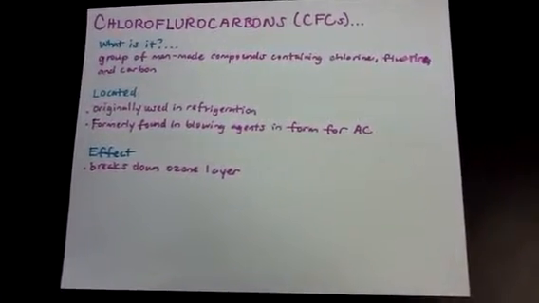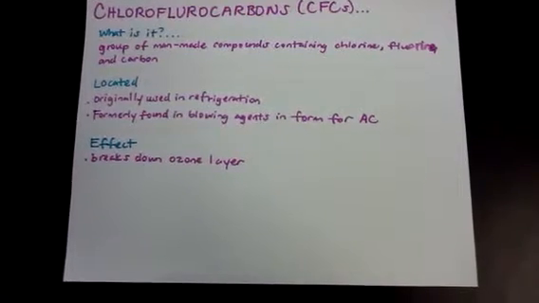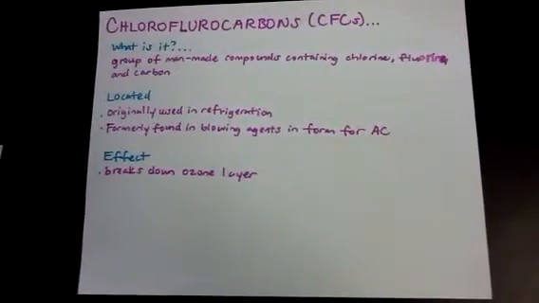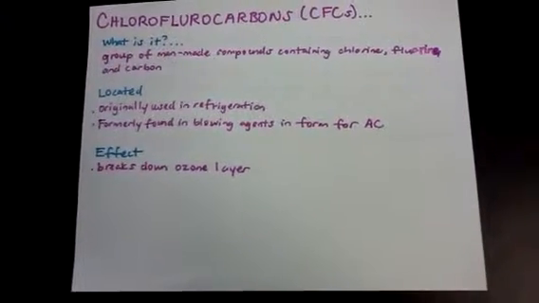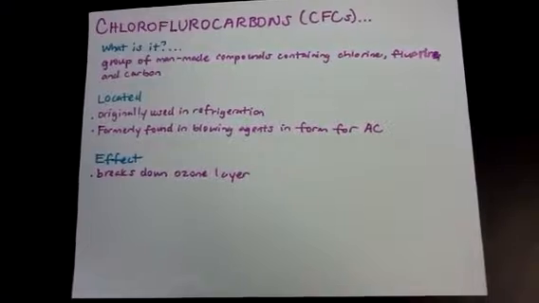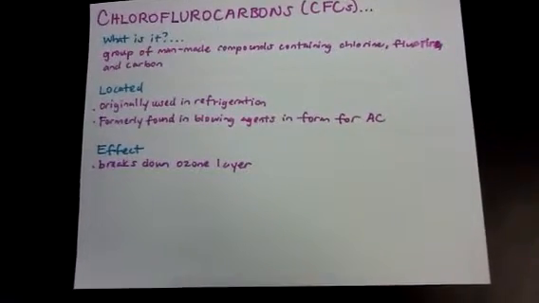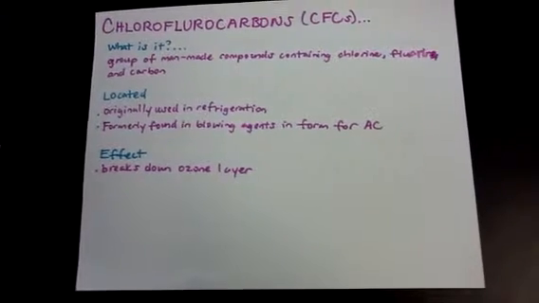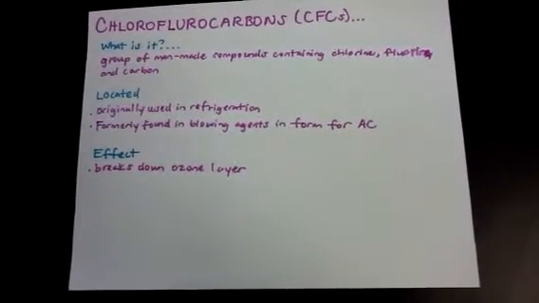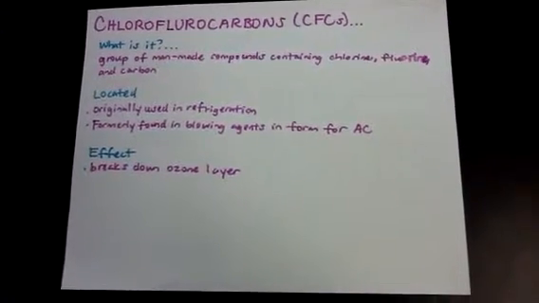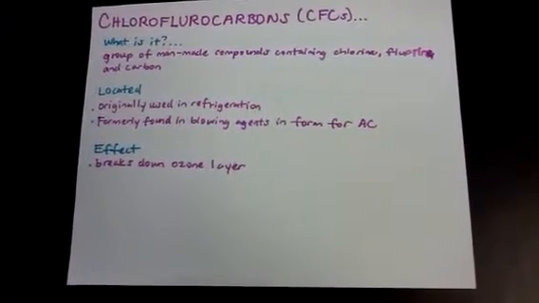Chlorofluorocarbons, known as CFCs. So they're a group of man-made compounds containing chlorine, fluorine, and carbon. They were originally used in refrigeration in the mid-1900s, and they're also formerly found as blowing agents for AC units. So the primary issue with CFCs is they break down the ozone layer, which means it increases the amount of UV radiation that's going to come into the earth.